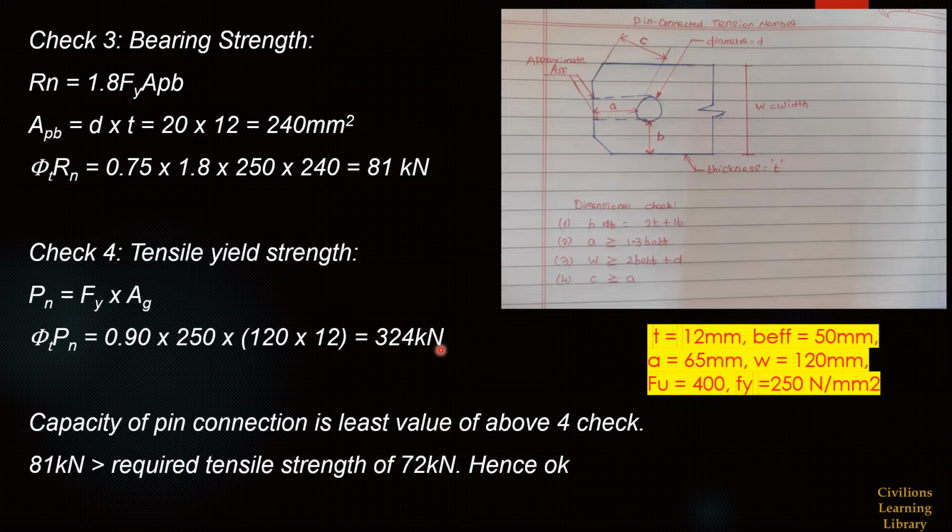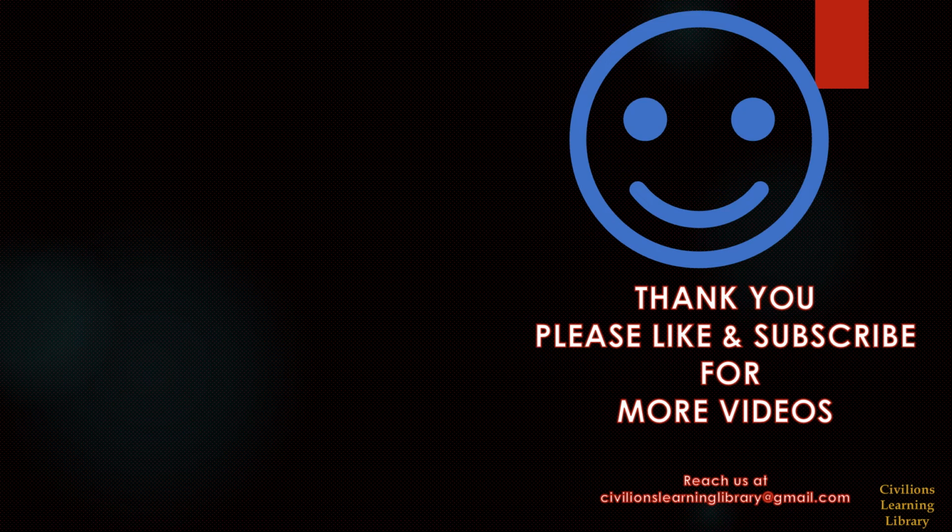The final capacity of this connection member is the least of these four checks, which is coming on bearing strength, 81 kilonewton. This 81 kilonewton should be higher than our required tensile strength for this particular connection, that is 72 kilonewton. Hence, this is okay. If this is not satisfied, then we have to increase the plate thickness and other dimensions accordingly to satisfy the criteria. Hope this presentation is useful.